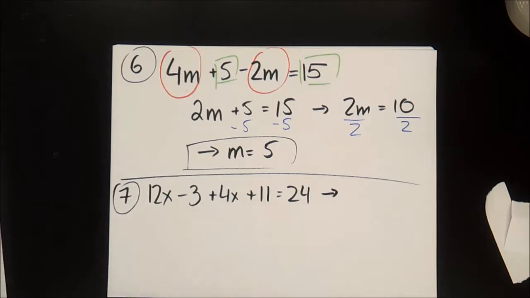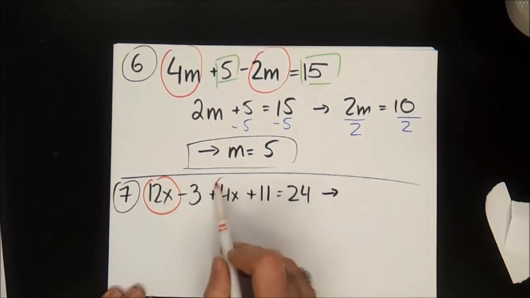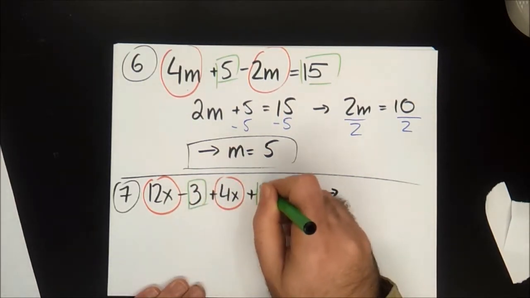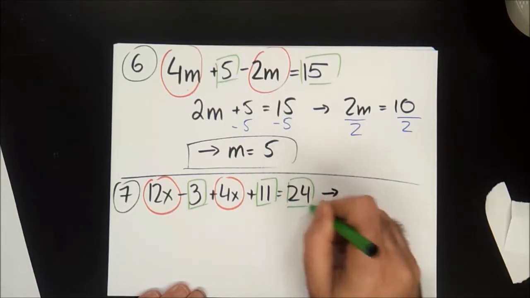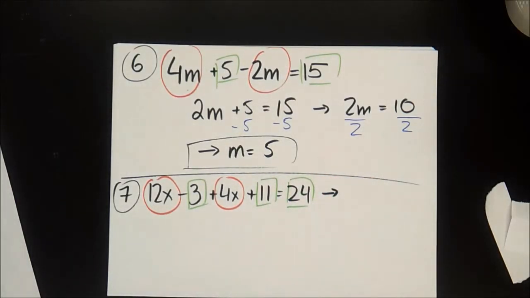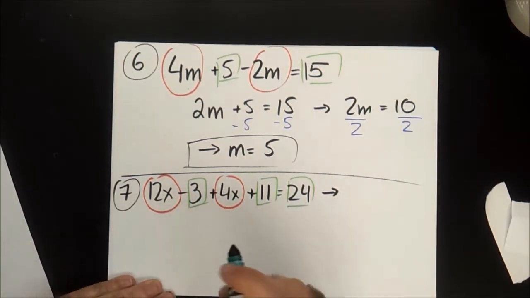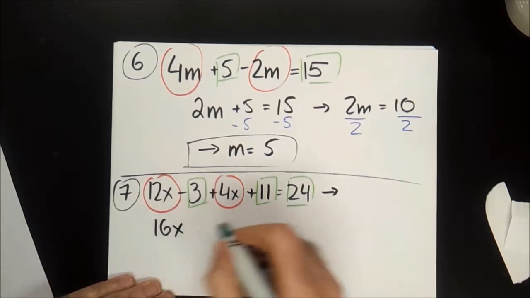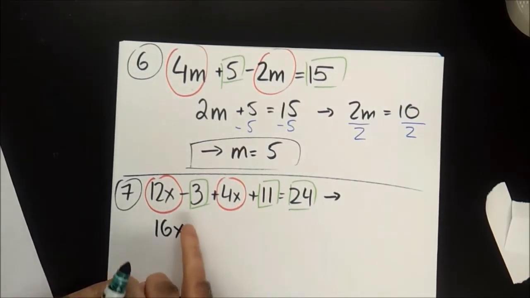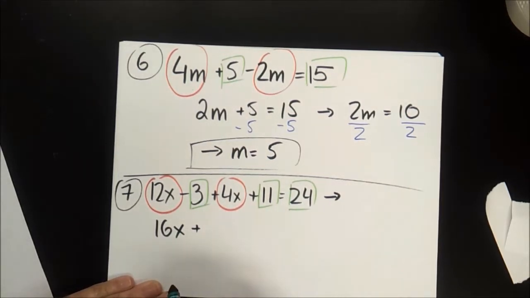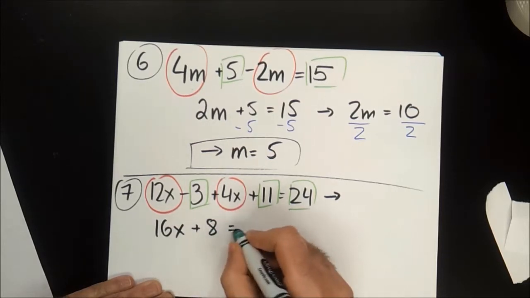So I'm going to combine my x term. I'm going to combine my constants. This is also a constant, but as you remember, I'm not going to be able to do anything with it because it's on the other side of the equation. All right. 12x plus 4x. Ignore this negative because it belongs to the constant. So 12x plus 4x, that's 16x. Now with the constants, negative 3 plus 11. That's going to be a positive, so plus, and that's an 8. All of that equals 24.